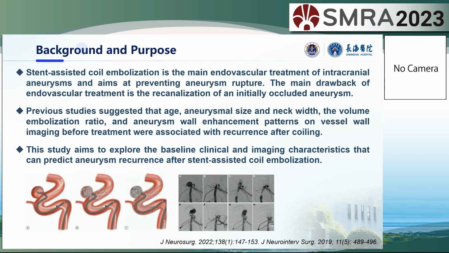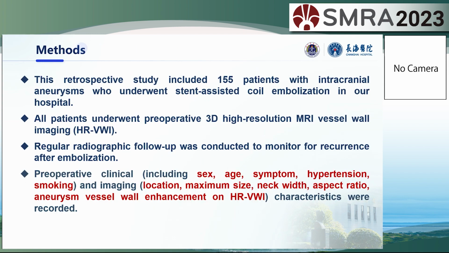We know stent-assisted coil embolization is the main endovascular treatment of intracranial aneurysm. Previous studies show that many factors, including clinical and imaging factors, are associated with recurrence after coil embolization for intracranial aneurysm. This study aimed to explore the baseline clinical and imaging characteristics that can predict aneurysm recurrence after stent-assisted coil embolization. This is a retrospective study.